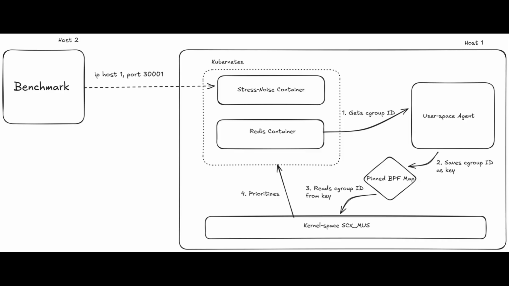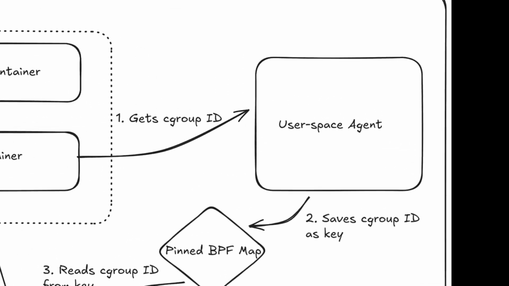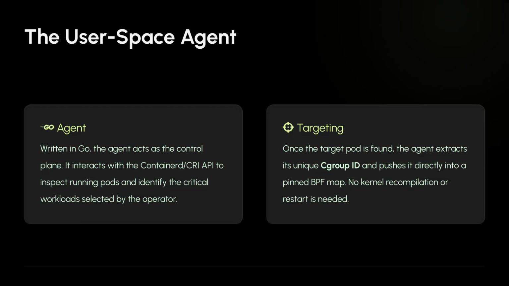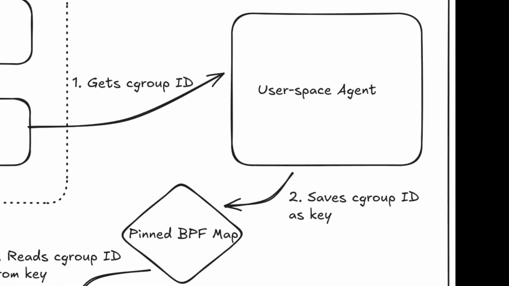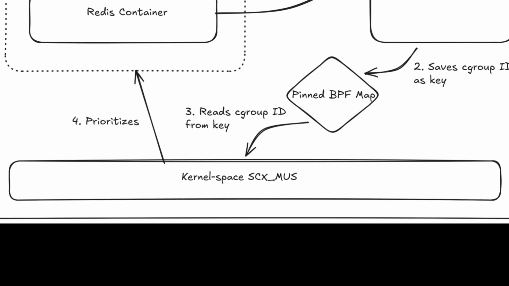The system has three main components. First, our user space agent, written in Go. It talks to the Kubernetes API and containerd to list running pods. When you select the target, it hunts down the underlying cgroup ID and pushes it into a pinned BPF map. Second, the eBPF scheduler running in the kernel.